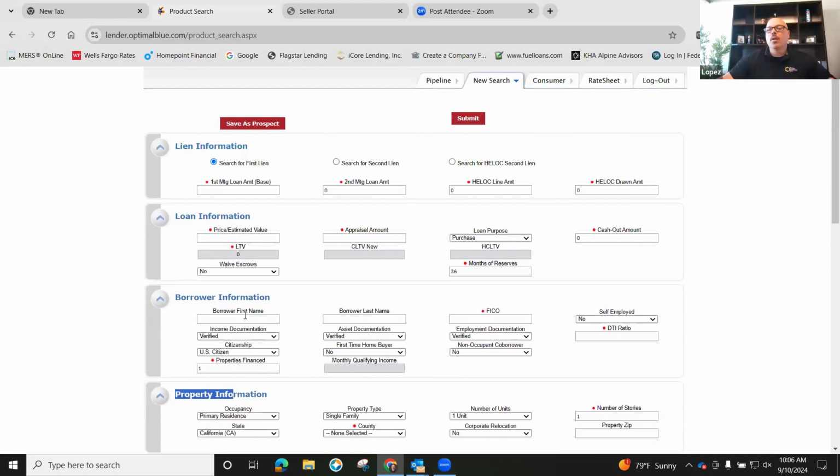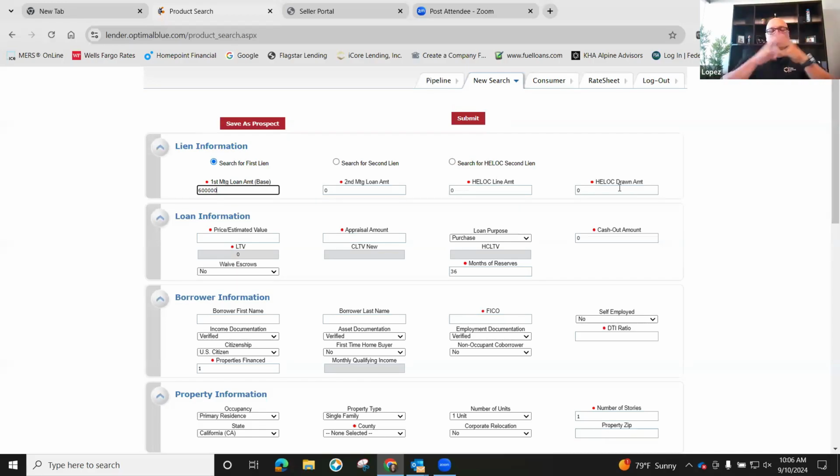So I'm going to start with a basic loan. We'll do a $600,000 loan amount. And is there a HELOC? No. Is there a draw amount? No. Now, what does this mean?